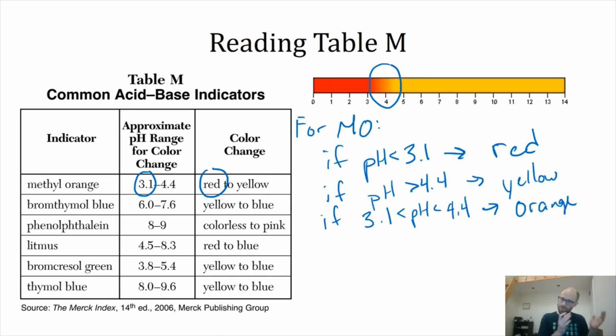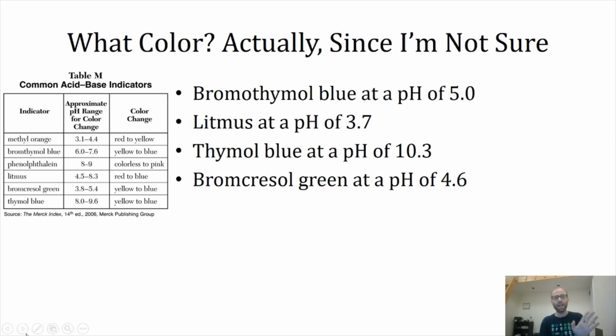If you know the pH of the solution, you should be able to use table M to figure out the color that the indicator shown would turn in that solution. Go ahead and hit the pause button. Take a look at table M. For these 4 solutions, what color will the indicator show in those solutions?